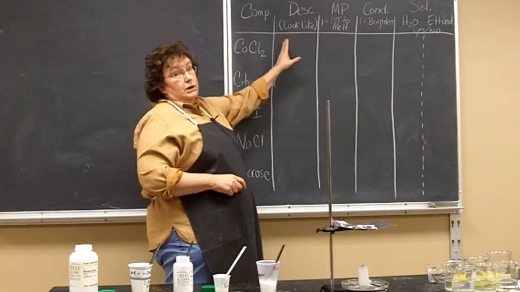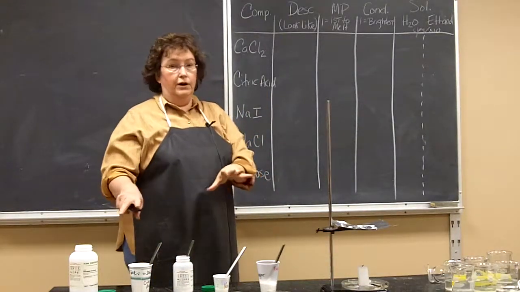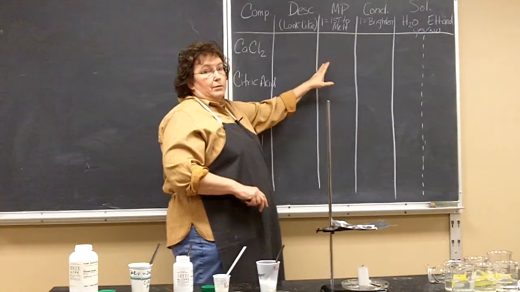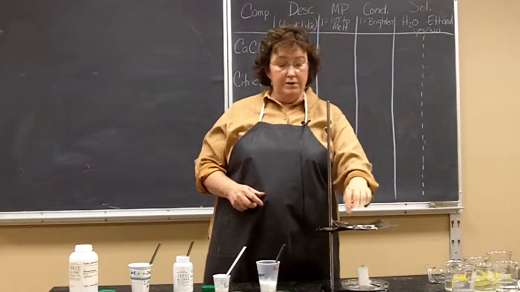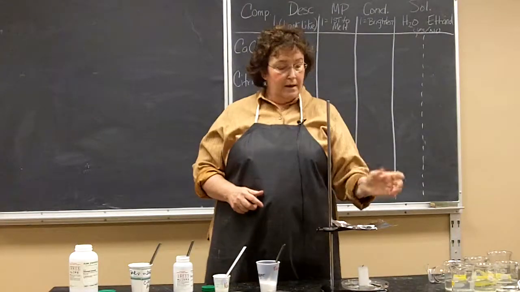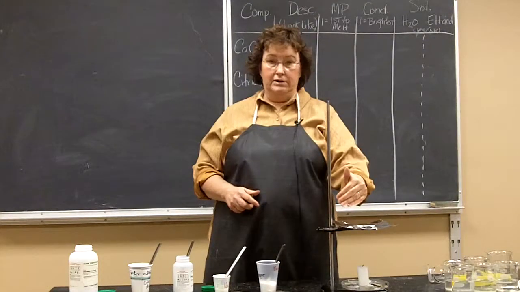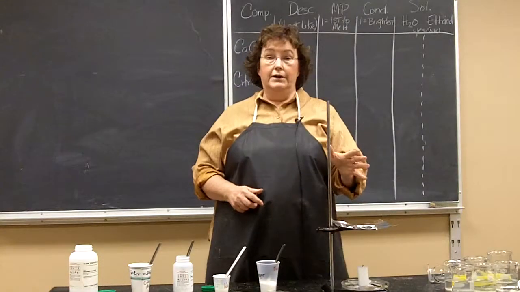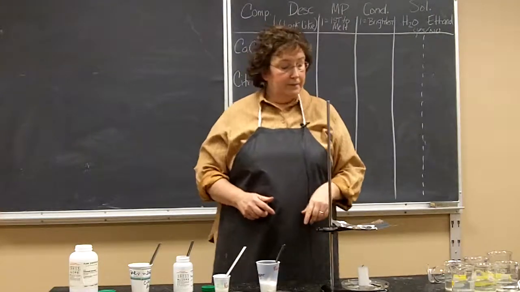Right, so here's what we're going to look at. We're going to just look at a description. What do these different compounds look like? The second property is their melting point. So I'll put those compounds on this piece of tin foil. I'll get that candle lit, and then we have to check to see what melts first, what melted second, what melted third, and if we have any compounds that didn't melt at all.